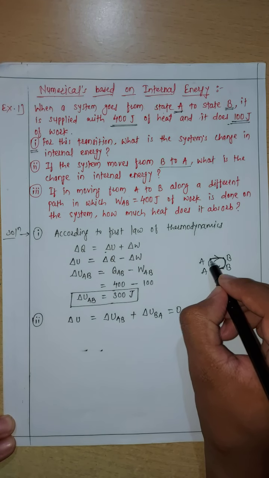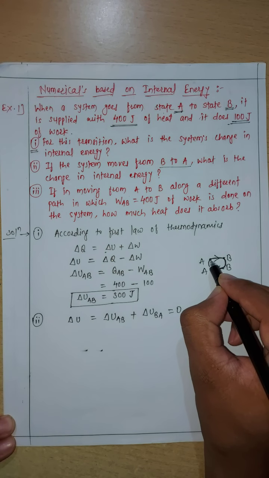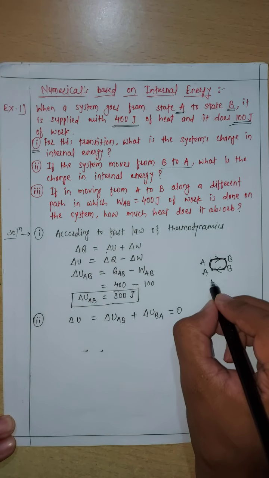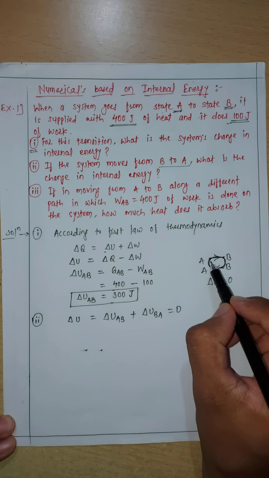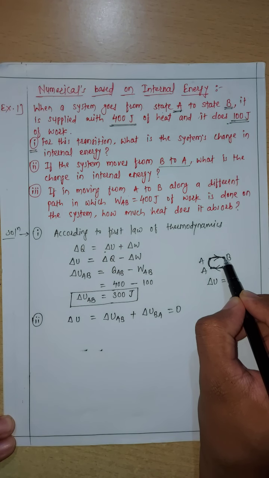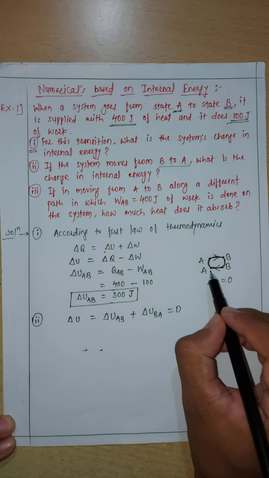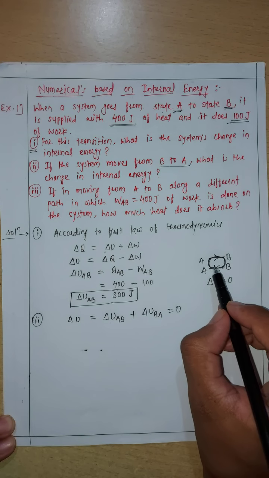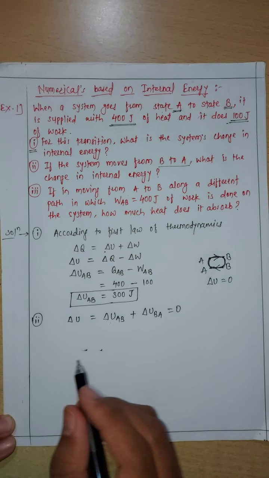If we move from A to B and again move from B to A, that means this will be a closed path, and if there must be a closed path, then the internal energy should be equal to 0. So when the state changes from A to B, that is the internal energy. When it changes from B to A, this is the internal energy. So for this closed path we have to add both the energies, and that should be equal to 0.